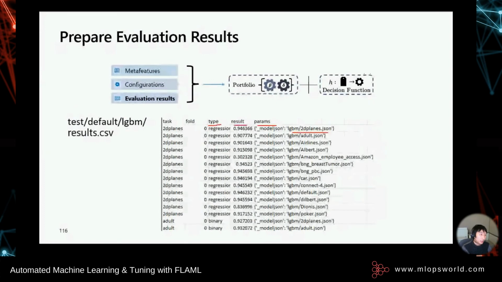And different types of tasks can appear in the same file as long as each JSON config file can be used in all the tasks. For example, LGBM/2dplanes.json is extracted from a regression task, and it can be applied to binary and multiclass tasks as well.